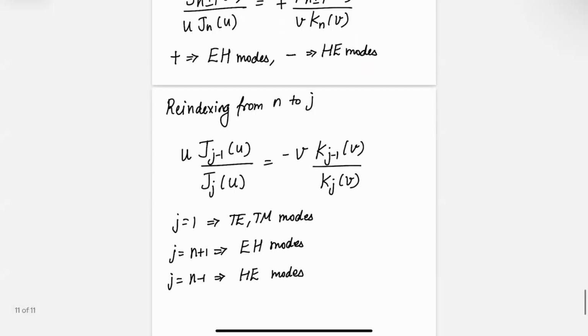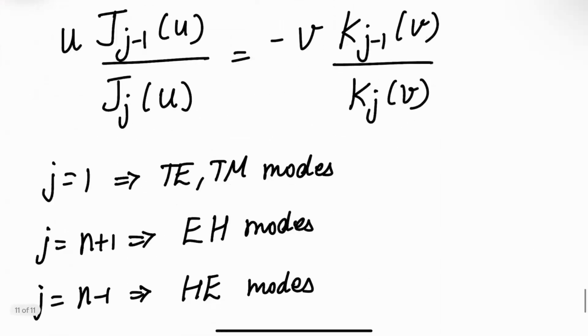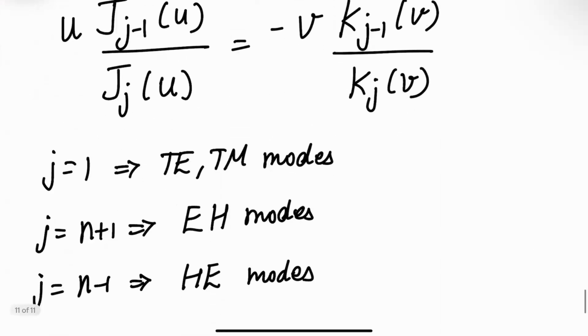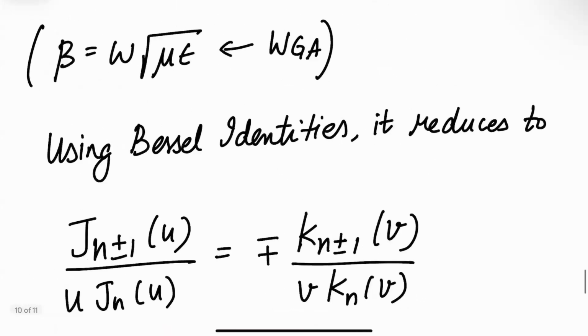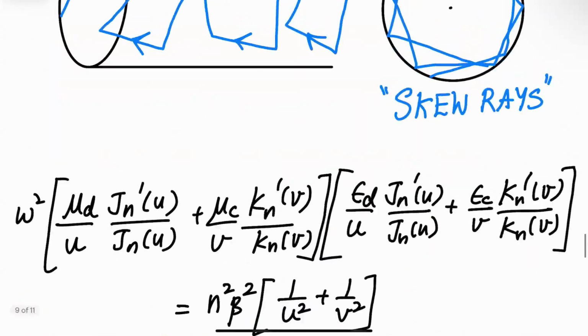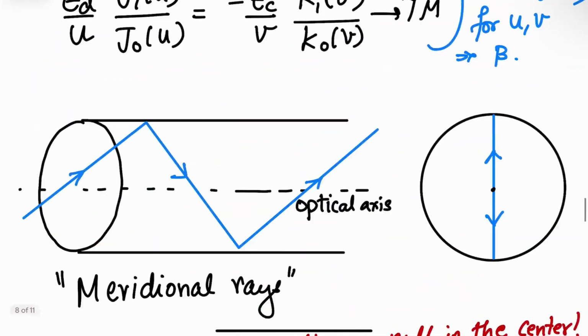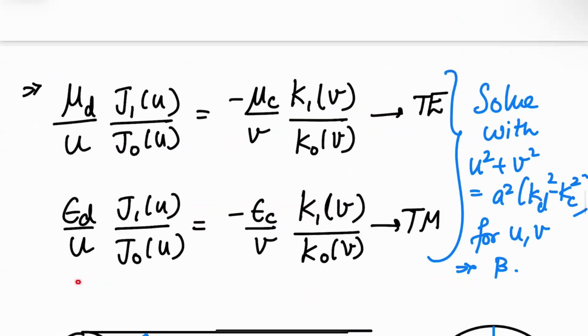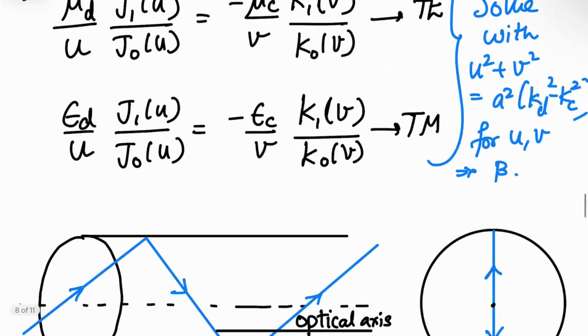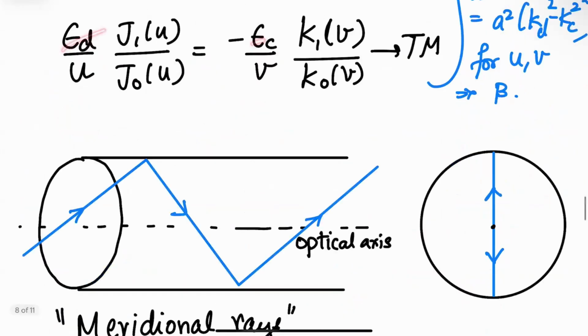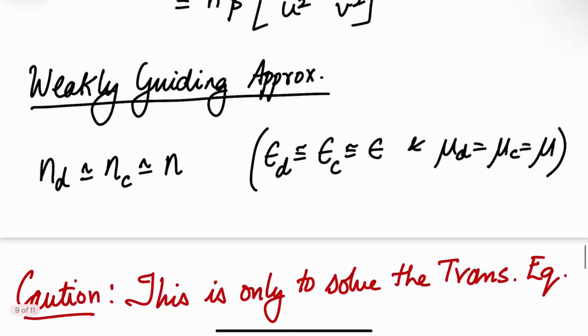Okay, so this is the actual transcendental equation for a fiber optic cable under the weakly guiding approximation. And the reason I said that j equal to 1 corresponds to the TE and TM modes is because this equation is identical to what we solved directly when we did the TE TM case. Right? These guys, basically. Of course, if you make these two equal and so on, then they cancel and we get that equation.